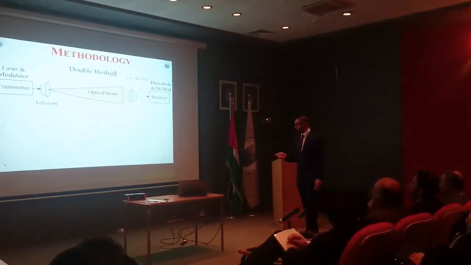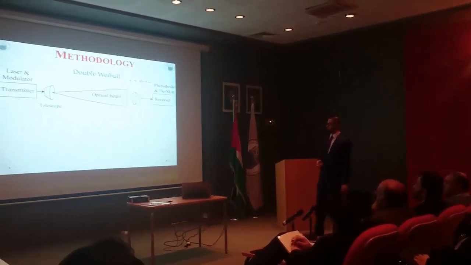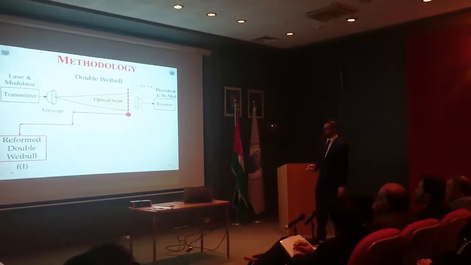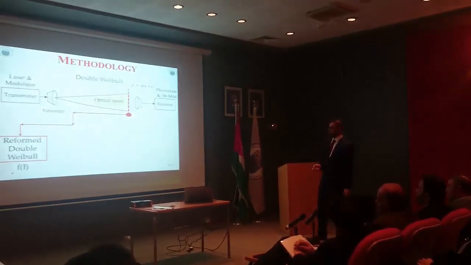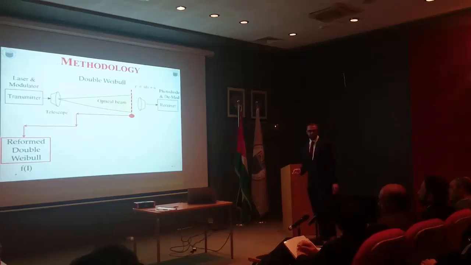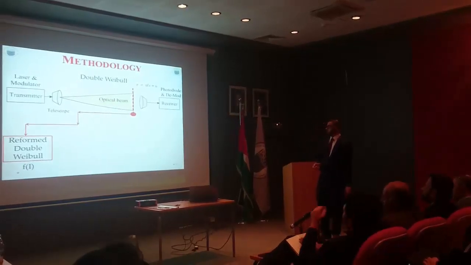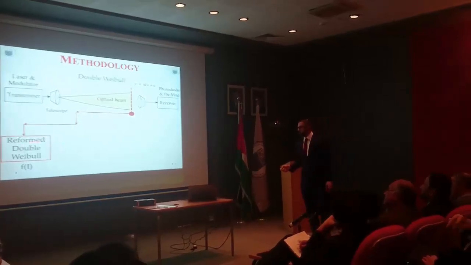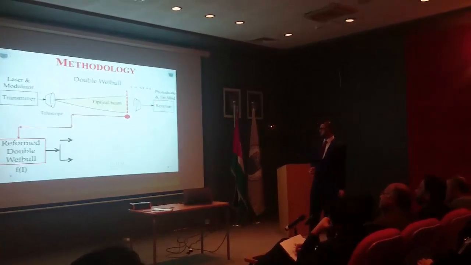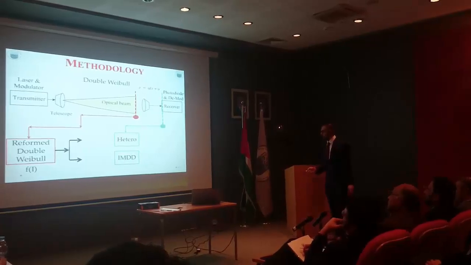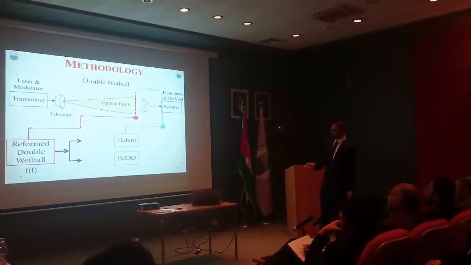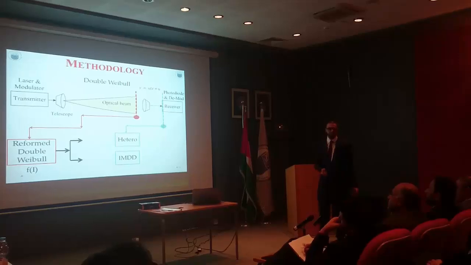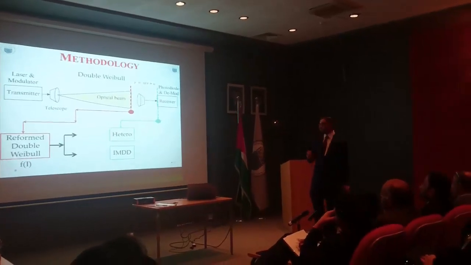Back to our communication system. We now have the reformed double Weibull written in terms of light intensity I. So let's see what's happening at the receiver. At the receiver, we need to detect our beam or our intensity. We have two detection methods, the heterodyne and the IMDD. The heterodyne is the coherent one and the IMDD is the non-coherent detection scenario.